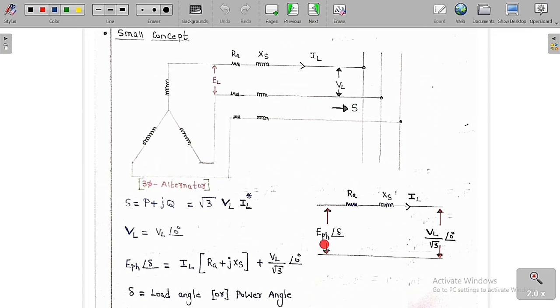EPH means EL by root 3. So delta is called the load angle or the power angle, or simply it is also called the torque angle. It is the phase angle between EPH and VL. Therefore simply we can say delta is the phase angle between EL and VL, or EPH and VPH, terminal voltage and the induced voltage, whether they are line voltages or phase voltages. The angle is again the same, which is delta. So it is also called load angle or the power angle.